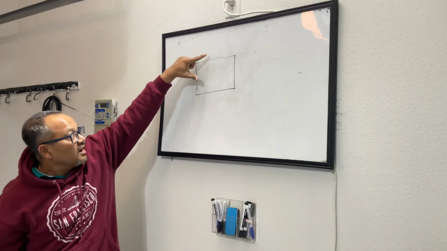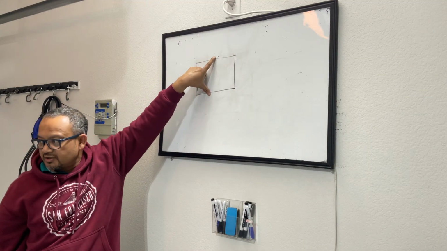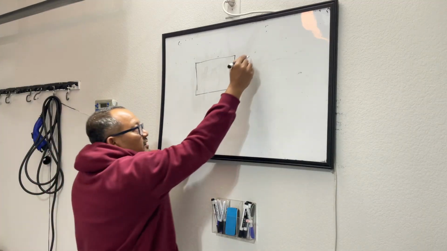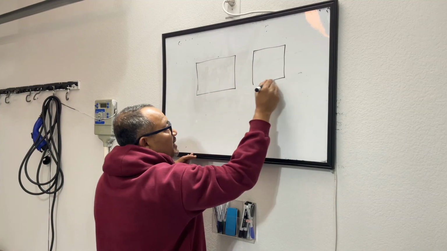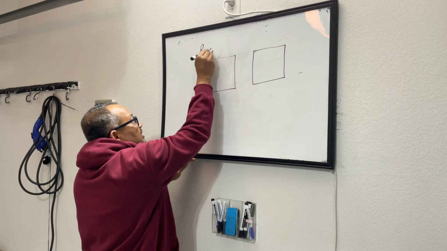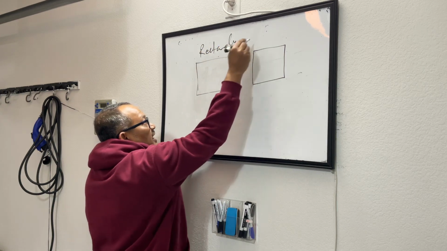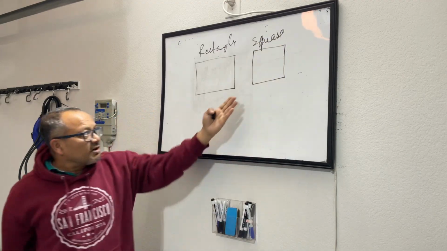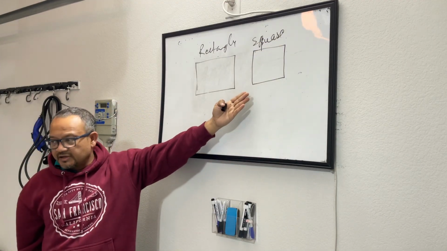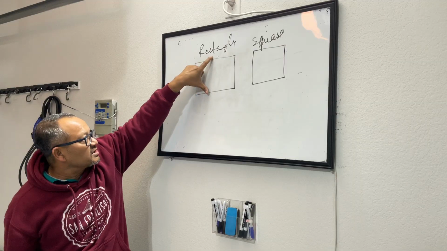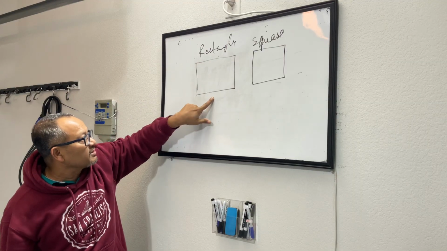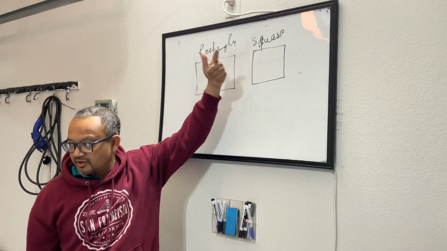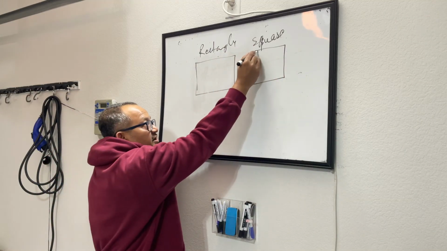Rectangle has opposite sides equal and parallel to each other and every angle is 90 degrees. Square. So this is rectangle and this is square. Square is another type of rectangle. In a rectangle only the opposite sides are equal and parallel. So this and this are equal and parallel, this and this are equal and parallel. Here all the sides are the same and opposite sides are equal and parallel too. And every angle is 90 degrees.